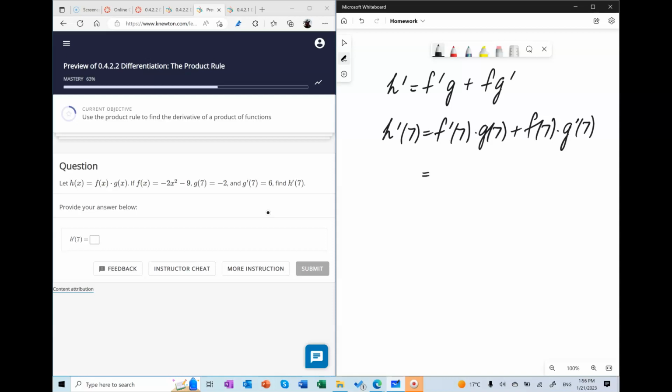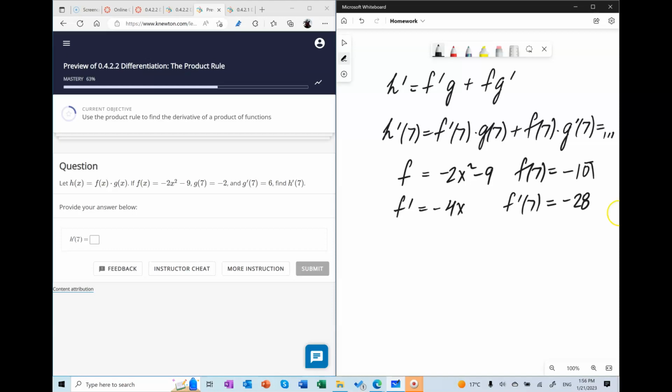So f prime of 7, that's not given, but we have f given to us, right? So f is negative 2x squared minus 9, so f of 7 is negative 98 minus 9, so negative 107. And f prime is equal to negative 4x, so f prime of 7 is negative 28. So now we know all the ingredients, so we can continue with this calculation.